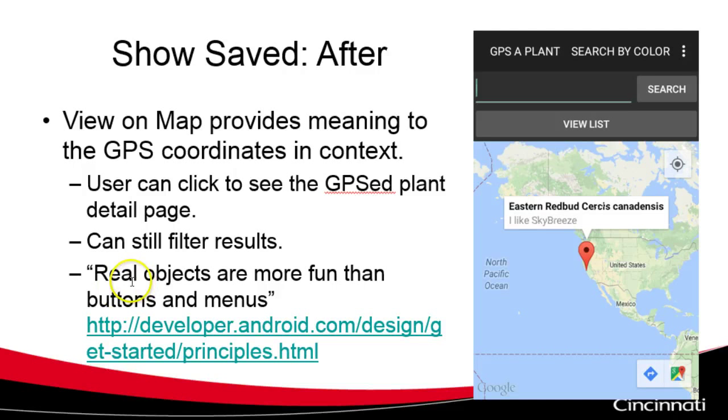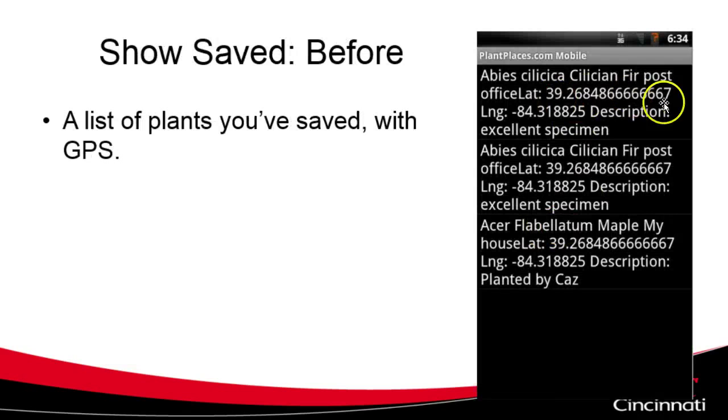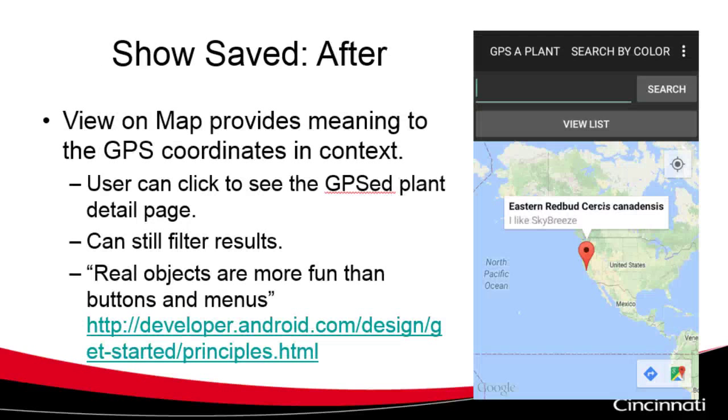real objects are more fun than buttons and menus. If you click on View Map, you can see where the GPS point will land on a map, which is a lot more user-friendly than just seeing what is essentially a useless number out of context. So 3926-8413, that's roughly Cincinnati, Ohio, but you don't know that unless you happen to really know GPS well. It makes a lot more sense when you see it physically on the map.